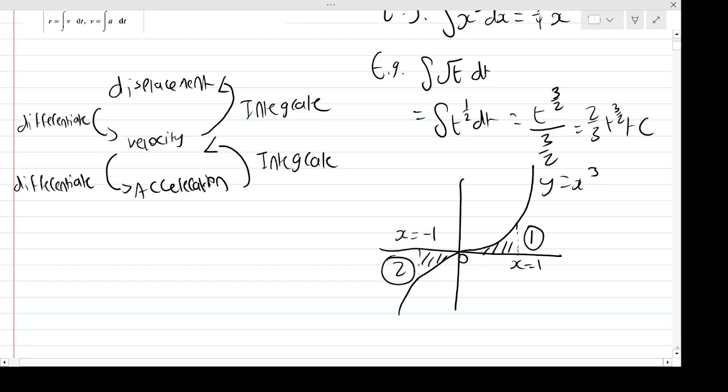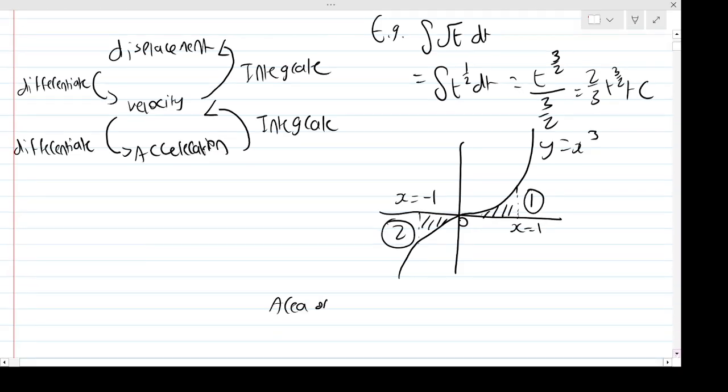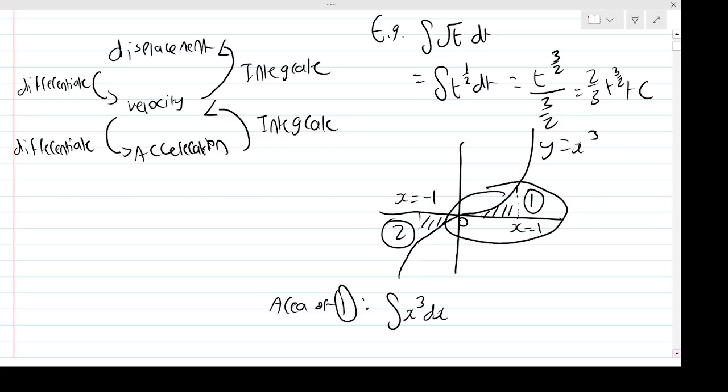So if I was to calculate the area of region 1, that's going to be the integral of the curve, which is x cubed. That's what we're going to integrate. And then we introduce these upper and lower limits, right? So this area is between 0 and 1 for x. So x is between 0 and 1. These are my definite limits. Then I integrate that to get a quarter x to the 4, as we've seen.